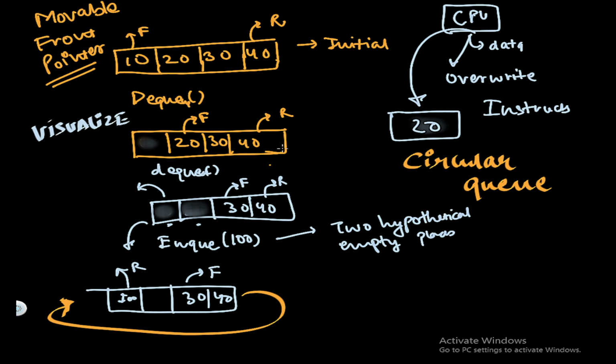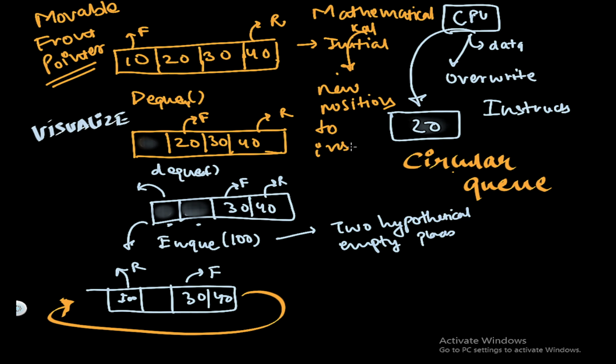We move that and we use some mathematical calculation. I will talk about this in the later part of the video. We do some mathematical calculations to calculate new positions to insert an element. Okay, so as here I have calculated that I have no platform available, so move in a circular manner and insert in our visualized emptied space. This is the main crux.